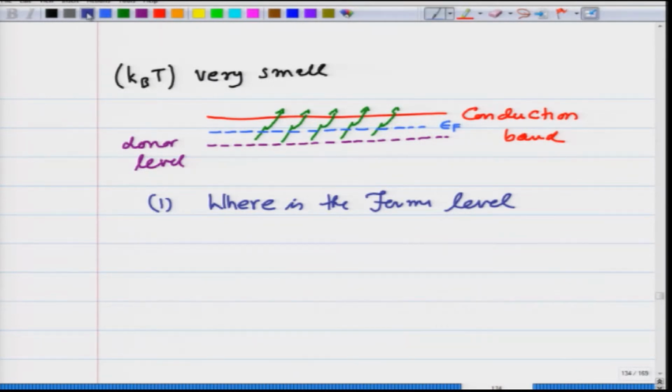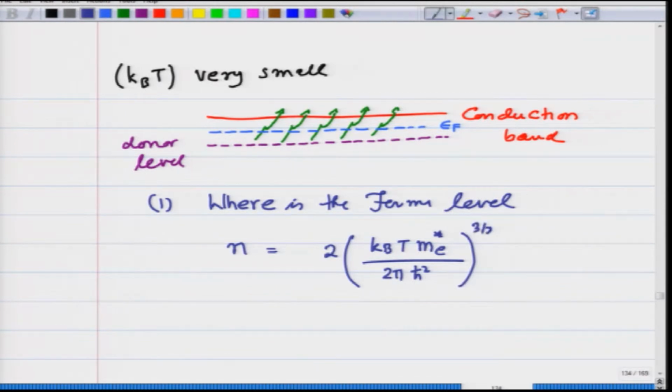And the number of electrons is going to be equal to, remember the way we did the calculation for the intrinsic semiconductors, number of electrons is going to be proportional to 2 (k_B T M_e* over 2π ħ²) raised to 3/2 e raised to minus (E_c minus E_F) over k_B T. Now, this is the number of electrons in the conduction band.